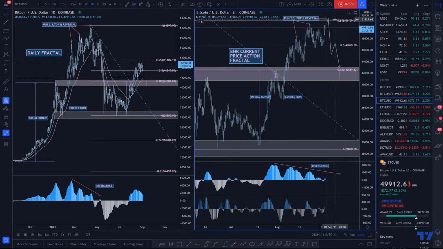So I think we should be looking for a top somewhere here before correction lower, and that's where you should be getting long for another leg up to retesting these highs here.